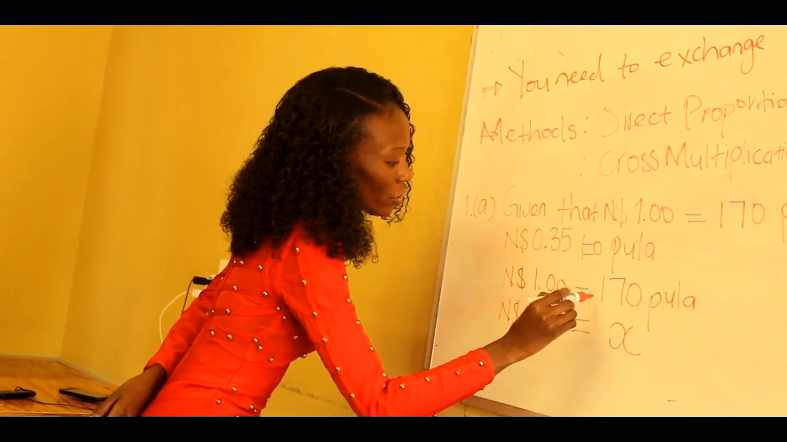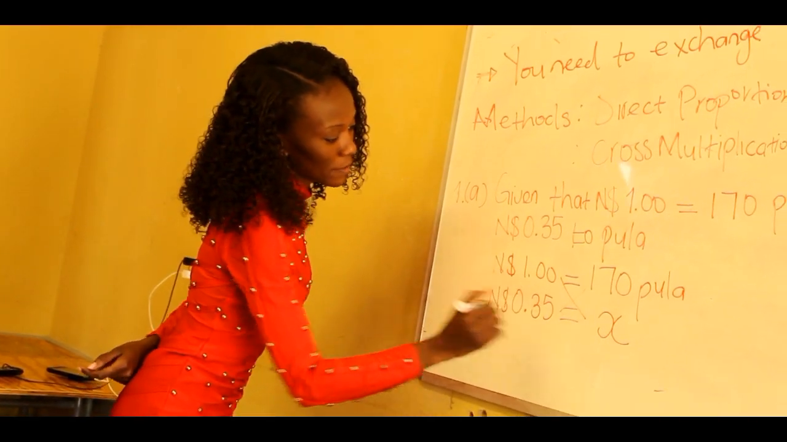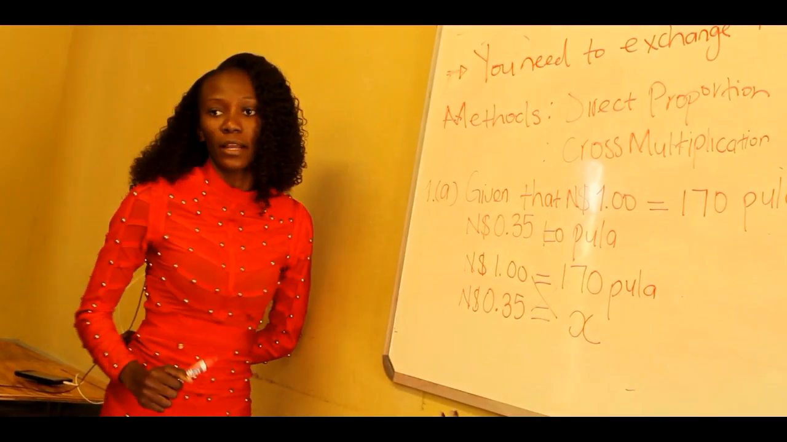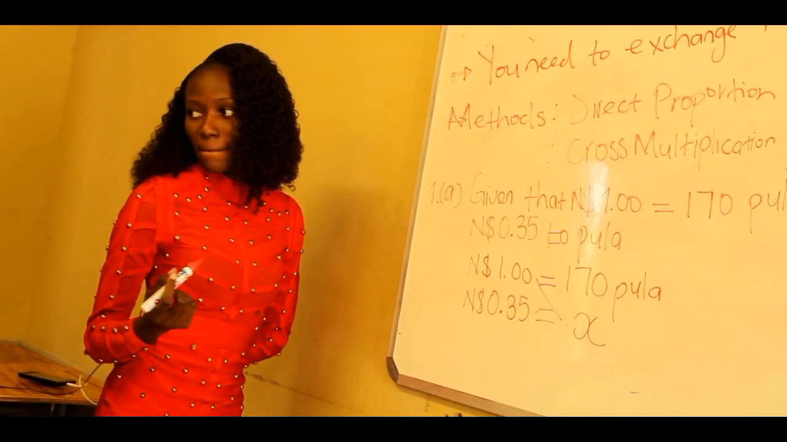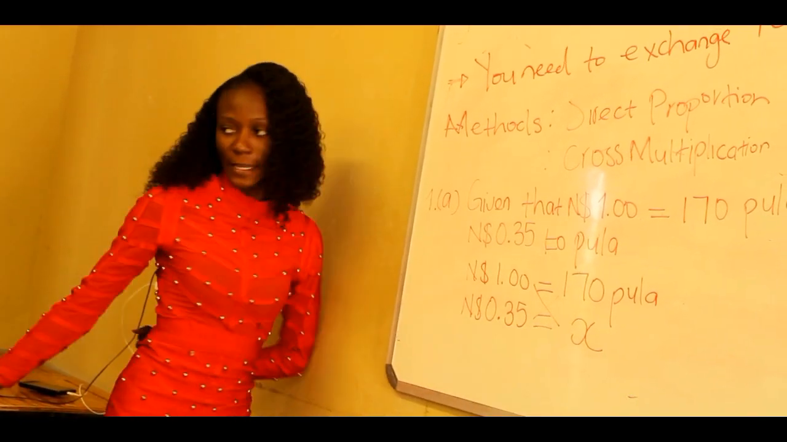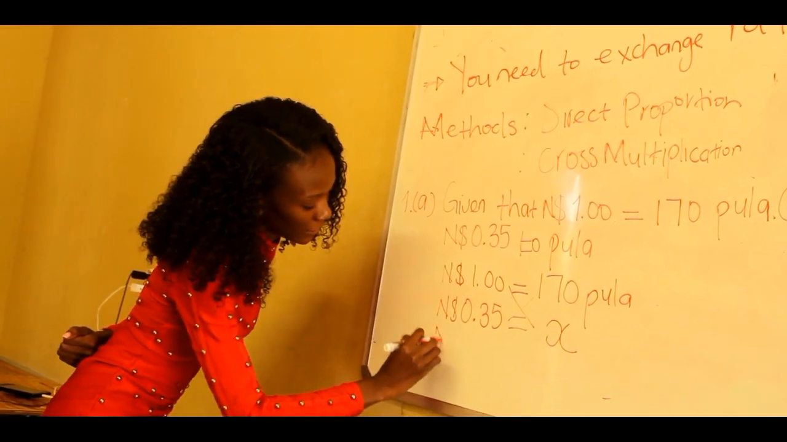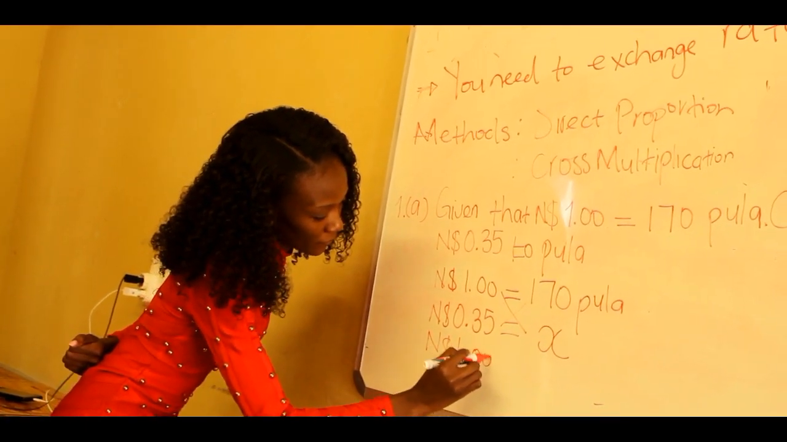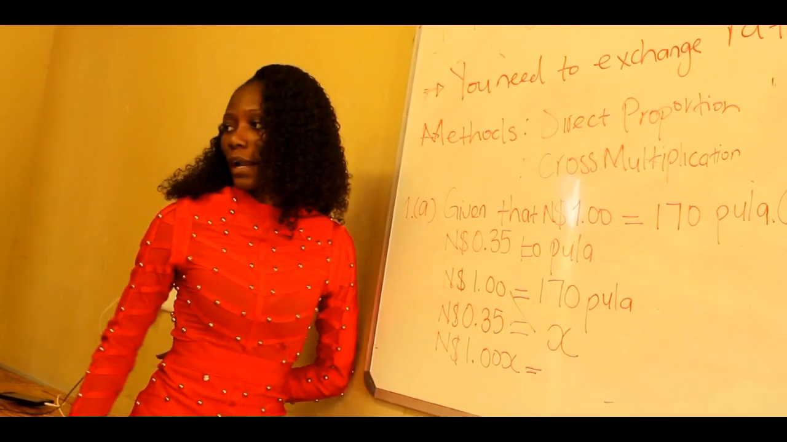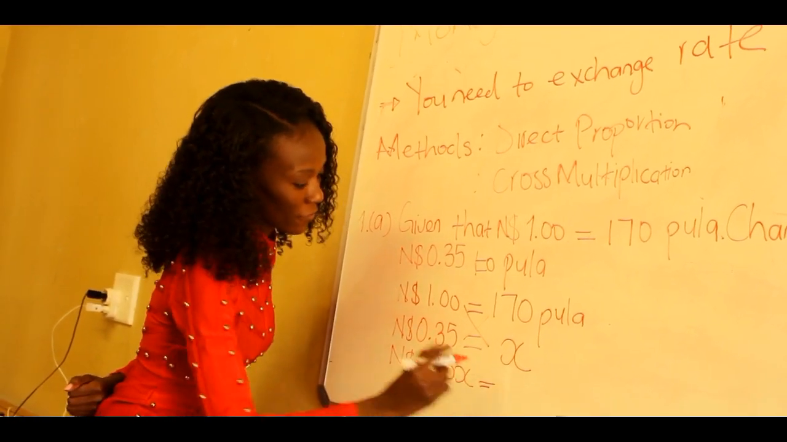Because of X's. So then you cross multiply. Zacharia, you cross multiply. You see what I'm doing? Alright, cross multiply, then you say 35 cents of Namibian dollars multiplied by 170 Pula is equal to what? 1 Namibian dollar multiplied by X Pula. 1 Namibian dollar X is equal to 35 cents of Namibian dollars multiplied by 170 Pula. It's 59.50.